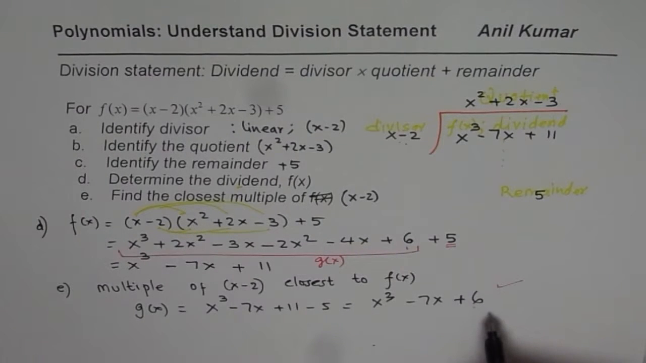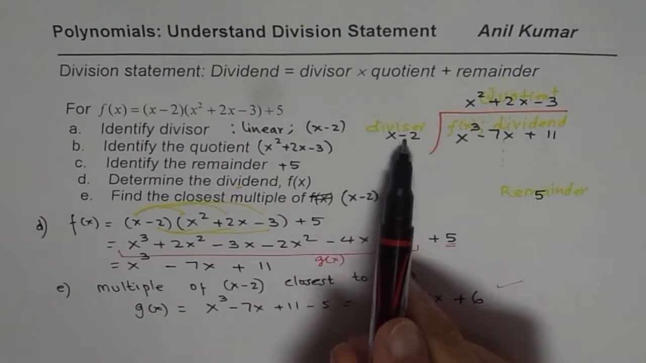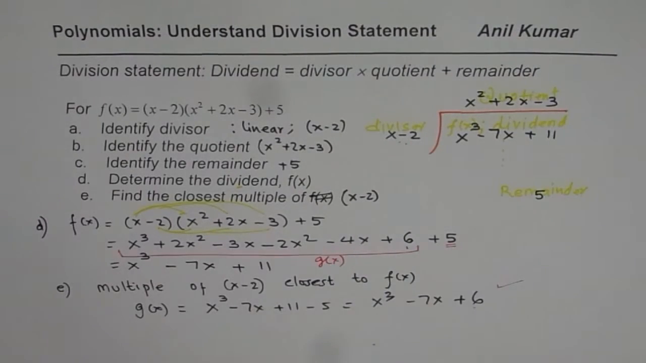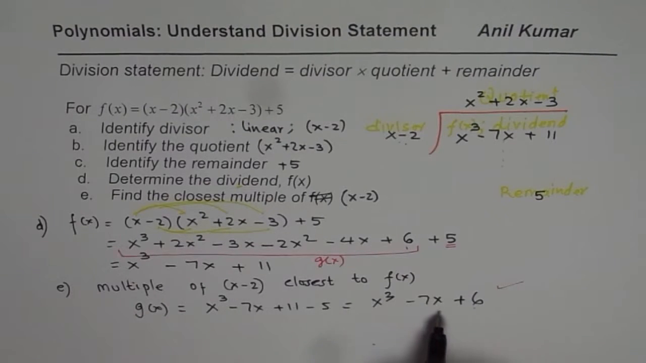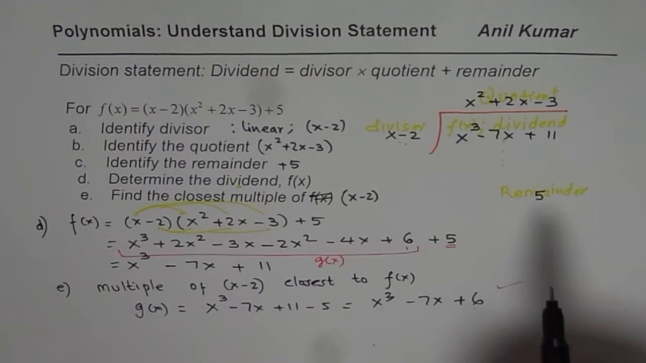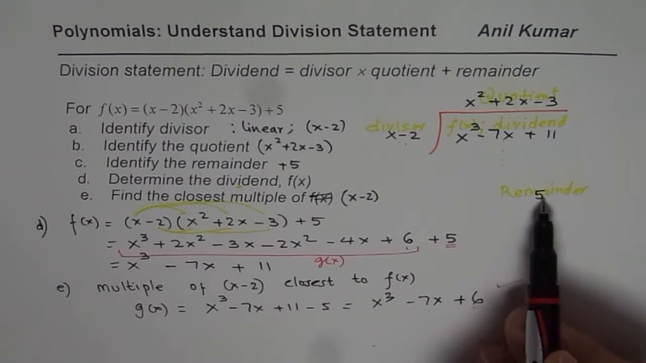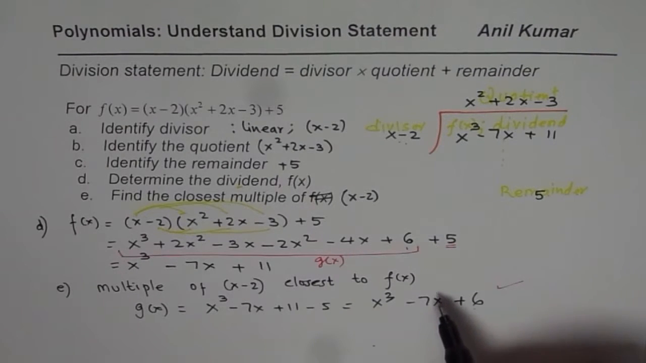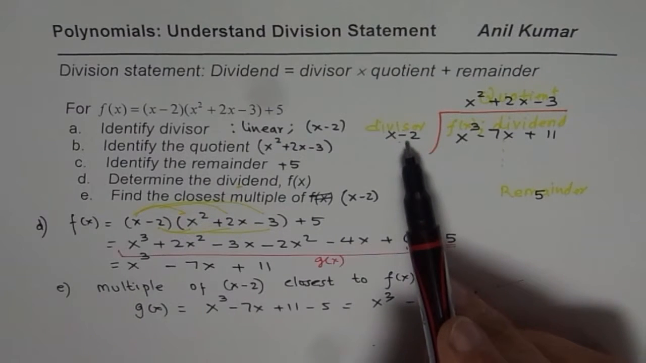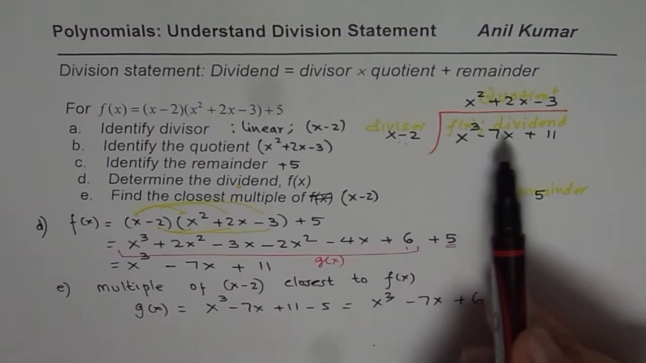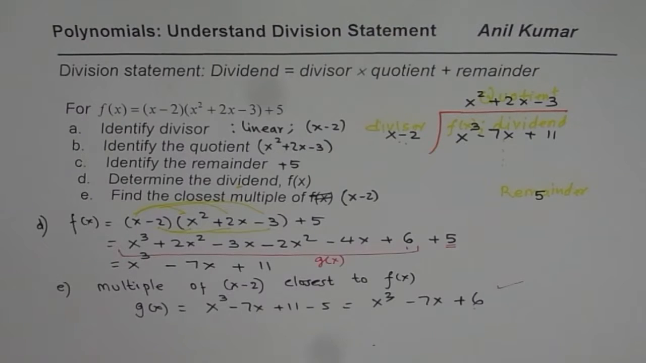And the next multiple should be, one more times this, right? We'll get to that next time. Anyway, what you've got here is that we have understood the concept that whenever there is a remainder, then the function is not a multiple of the divisor, or the divisor is not a factor of the function. You get the idea, right? That's what we're trying to do.